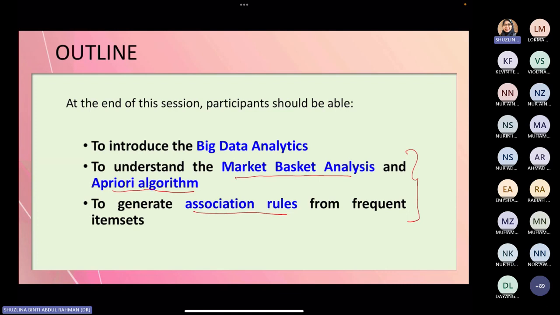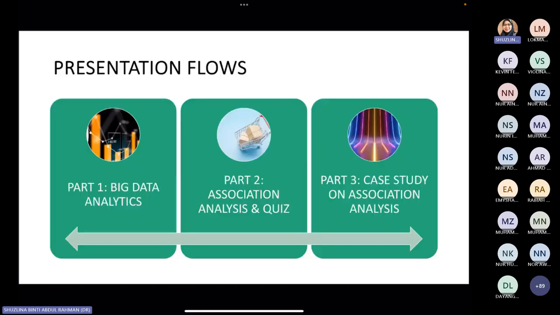So the presentation will flow like this, where I will start with the overview of big data analytics. That will be part one. Then I will continue with part two, the core of our business today, the association analysis, where we will discuss market basket analysis and another one, Apriori. Then there will be a short quiz at the end of part two. Then we will continue to part three, where I will share with you a few case studies on association analysis. Between the parts, I intend to have a 5 minute break, so that maybe you want to go to the toilet or take a break or take a coffee and so on.